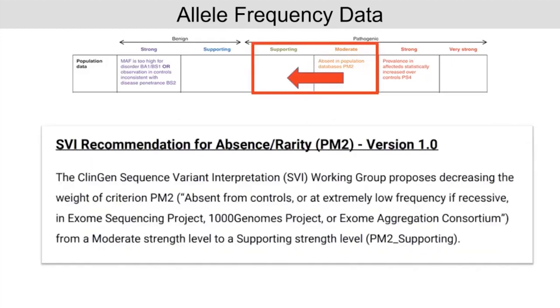However, one general recommendation that has since come from the Sequence Variant Interpretation Working Group is to only use this absence or rarity information as a supporting piece of evidence towards pathogenicity instead of a moderate piece of evidence. And that's because we think that rarity on its own is overweighted in the current framework.